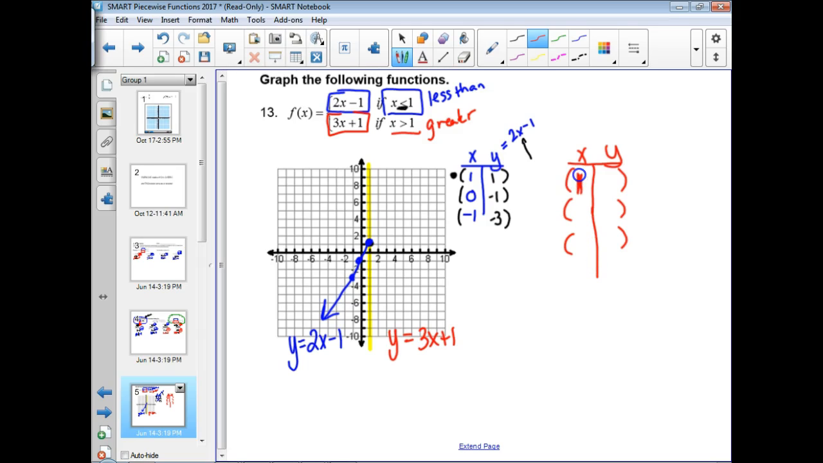Okay, give me your favorite x values that are greater than 1. Don't go crazy. 4. Oh, that might be a little crazy. Go smaller than 4. 3, okay. Give me something smaller than that, then. 2 sounds good. All right. Can't go -2, though. Why? Because I got to stay greater than 1.